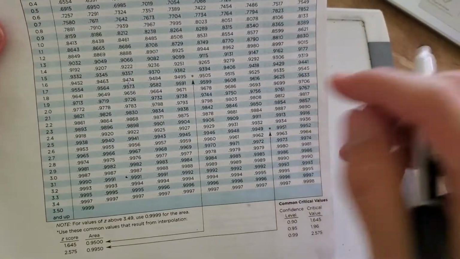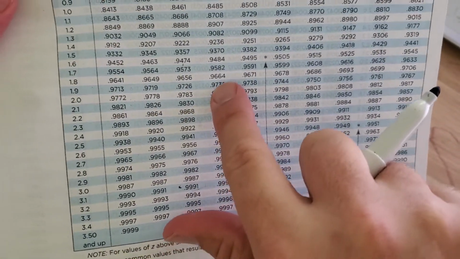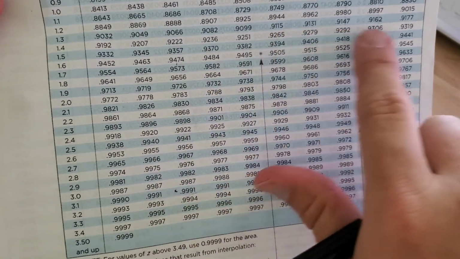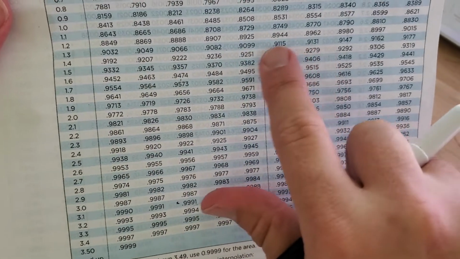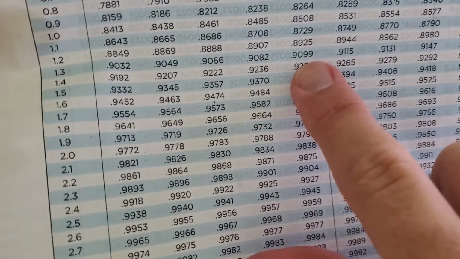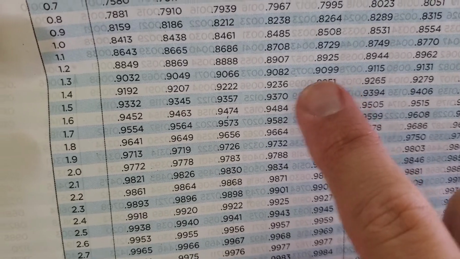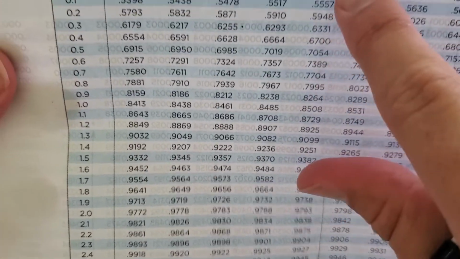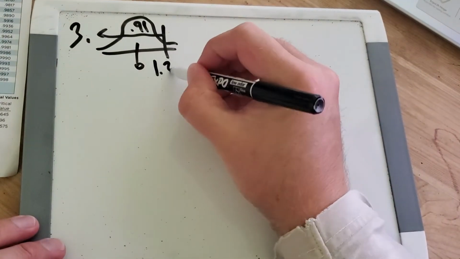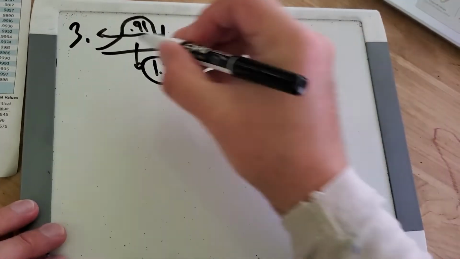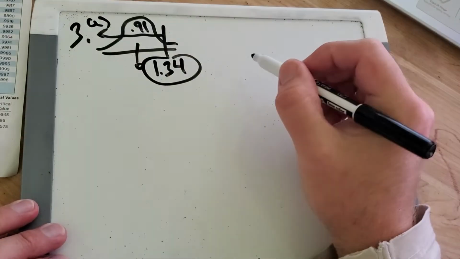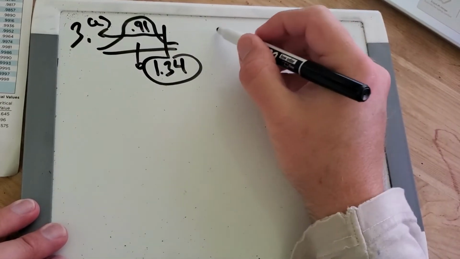So if I find the closest to 0.91, looking in here, 95, 97, 92, here we go. 0.91s are in here. It looks like the closest is going to be 0.9099. So what z-score is that? 1.34. Done. That's part A. First part. Didn't have a part A, but oh well.